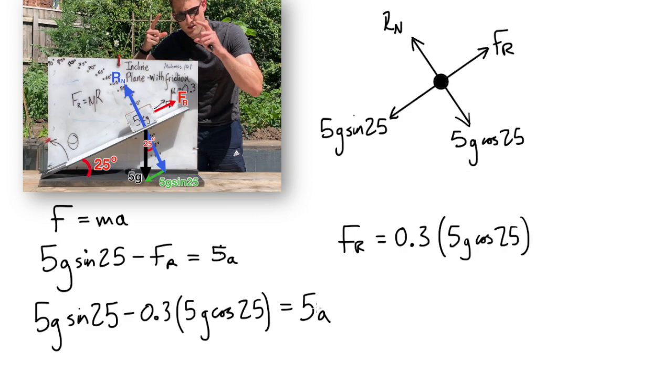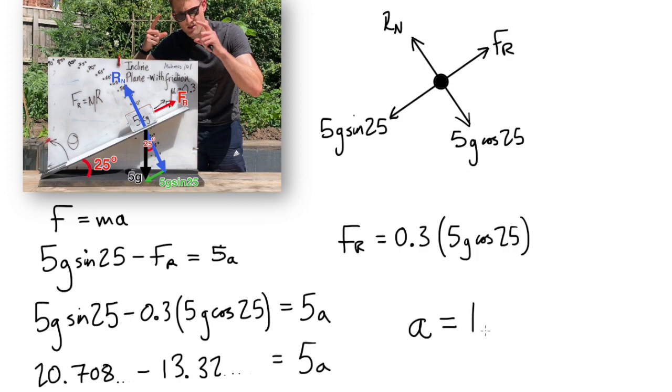Okay, well, in numbers, this gives us 20.708... Keep as accurate as you can. Subtract 13.32... And that equals 5a. So when I combine these and divide by 5, I get an acceleration of 1.48 to 3 significant figures. So by drawing this diagram up here, we're able to work out the forces and resolve them down the slope.